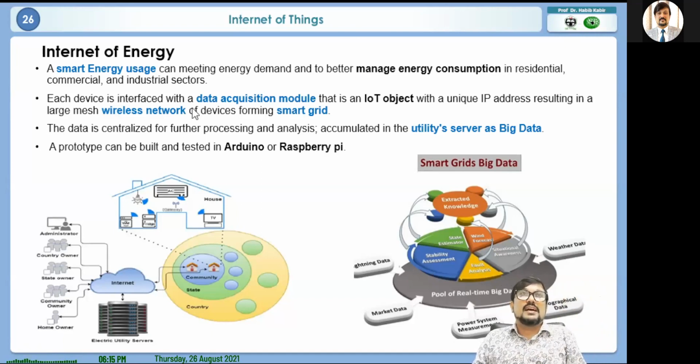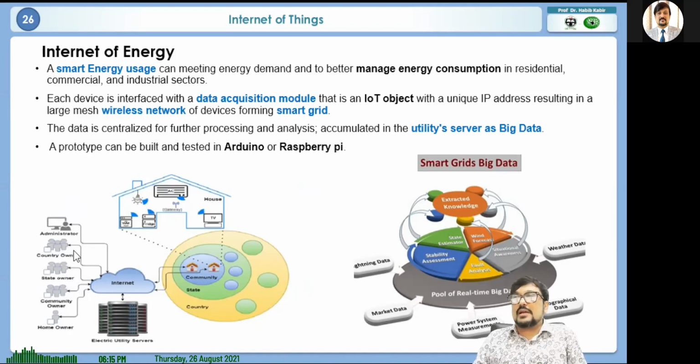Each device is interfaced with a data acquisition module. That is an IoT object with a unique address, resulting in a large mesh network. We know the mesh network of devices forms the smart grid. This is the case. Brother and sister, I believe that you will love this one. So we have the house and other sorts of things. We have the industry, then administration, and other things will be there.